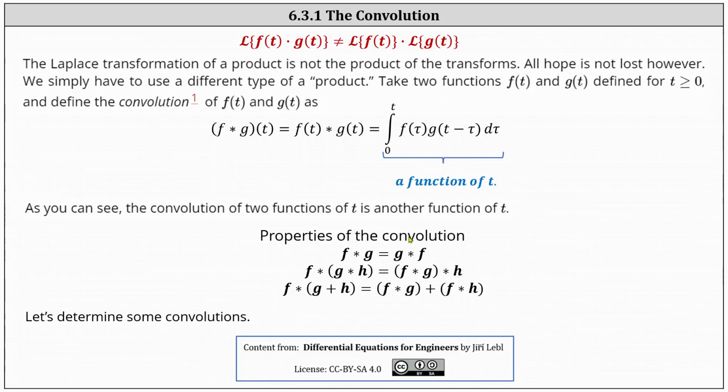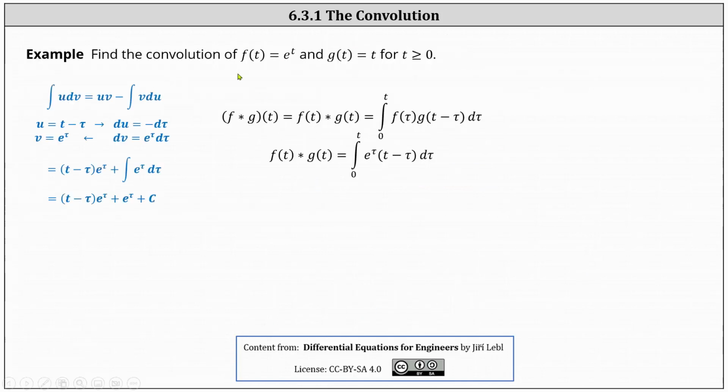And the convolution has the following properties. Notice the first property resembles the commutative property, the second property resembles the associative property, and the third property resembles the distributive property. Before we see how we will use the convolution to determine an inverse Laplace transform, let's practice determining some convolutions. For the first example, we will find the convolution of f of t equals e to the t and g of t equals t for t greater than or equal to 0.